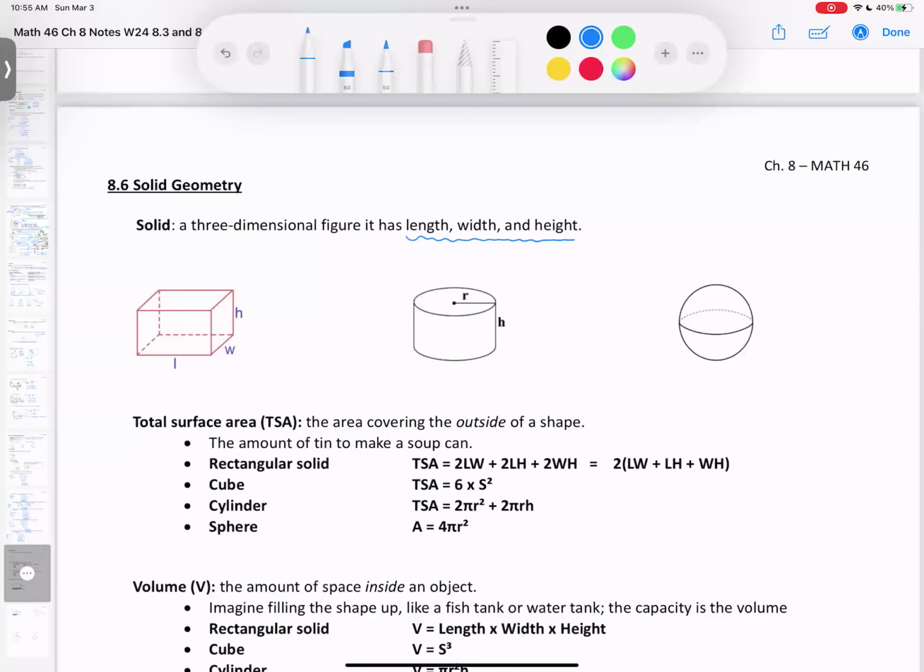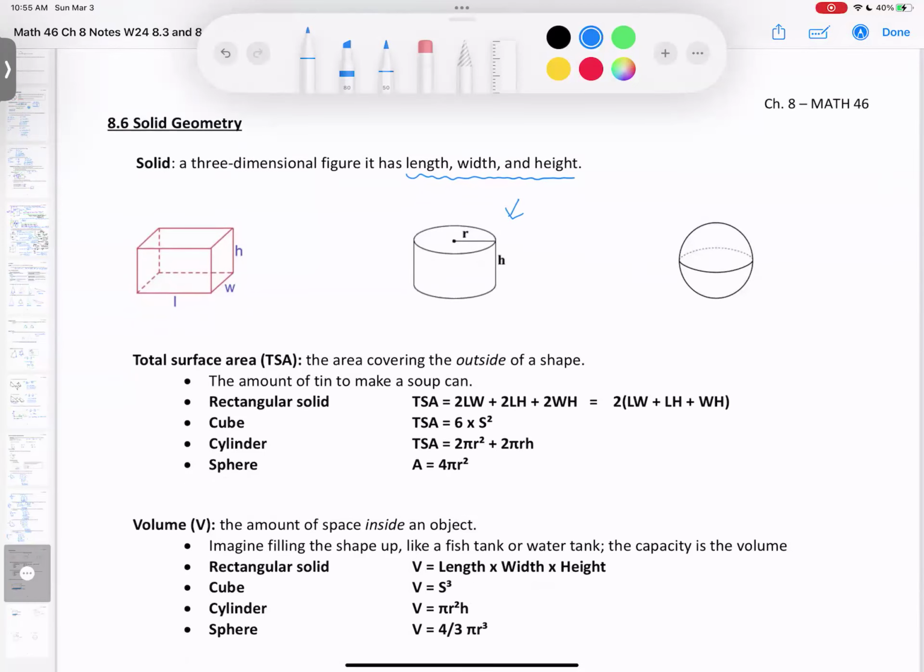Okay, if it's a cylinder, like this example here, you would have a radius, or perhaps you'd be given a diameter. So the total surface area for any of these objects, what would that mean? Well, we're still talking about area, so that's a two-dimensional measurement, but we're talking about the total surface area around the entire object. So it would be like, how much wrapping paper do you need to cover the entire object? Or if you were looking at a soup can, how much tin would be required to make that soup can?